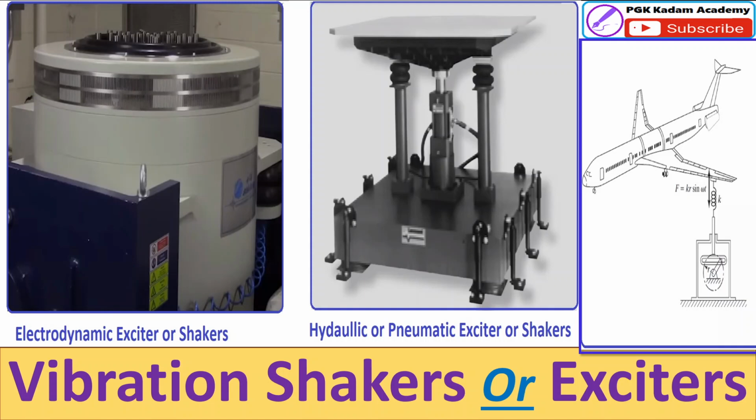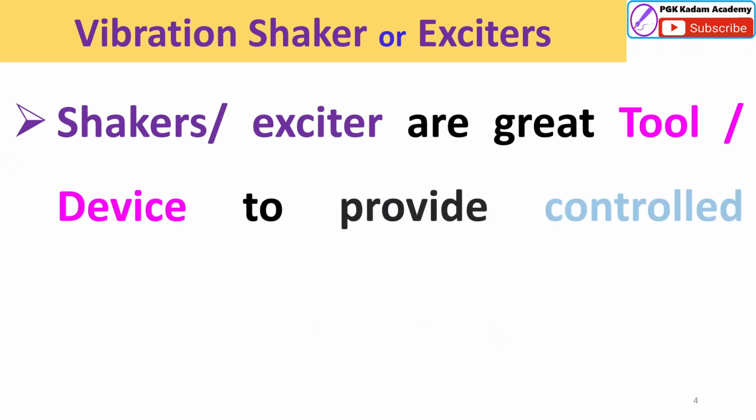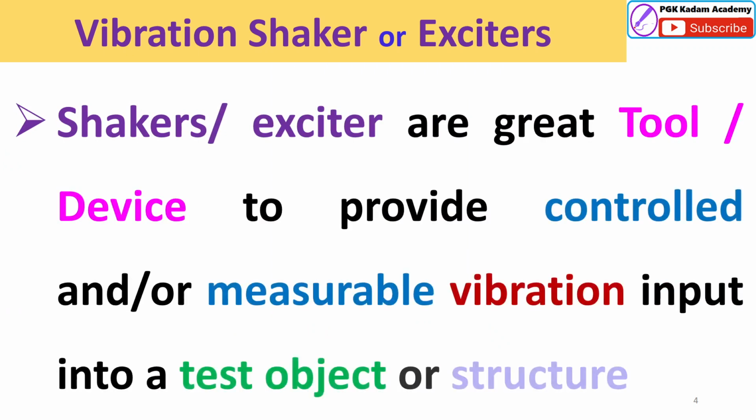Dear friend, in this video you can learn about vibration shakers and exciters, their construction, principle, working, and where they are used. Shakers and exciters are great devices to provide a controlled or measurable vibration input to the test object or structure. We can give the excitation by using these exciters or shakers.